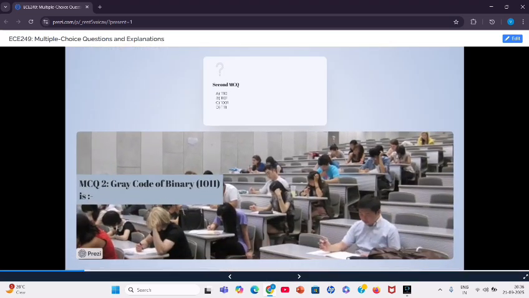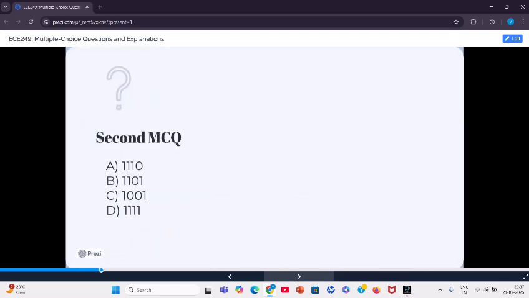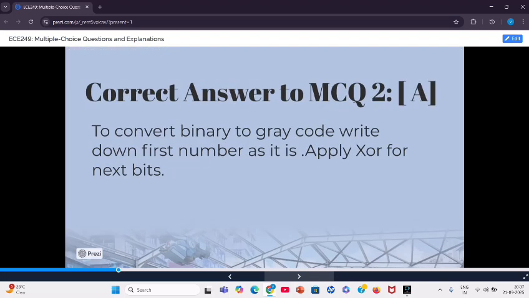Moving on to question 2. Gray code of binary number 1011. Options are option A 1110, option B 1101, option C 1001, option D 1111. So the correct answer is A. To convert binary to gray code, write down the first bit as it is. For the other bits, apply XOR to the next bits. The correct answer is 1110.